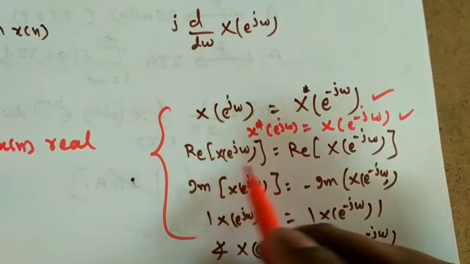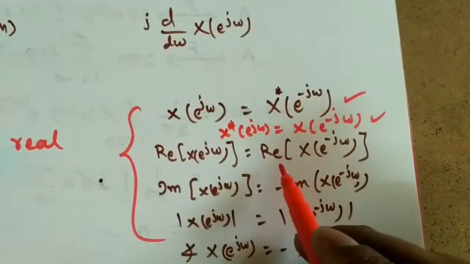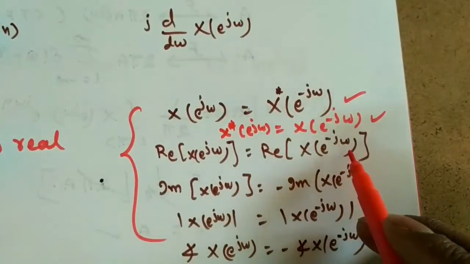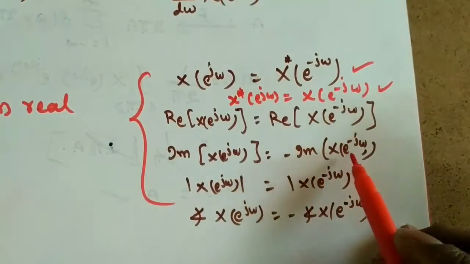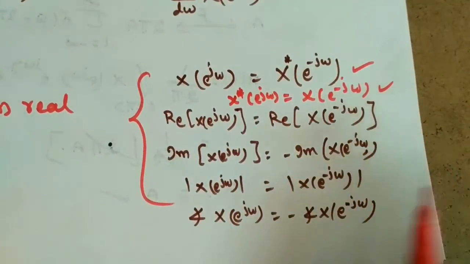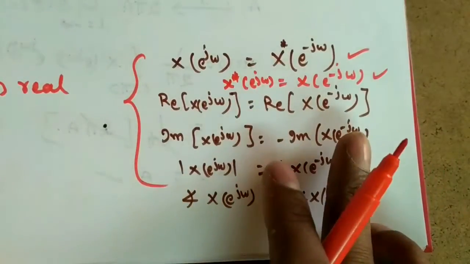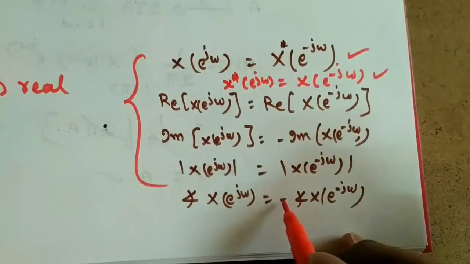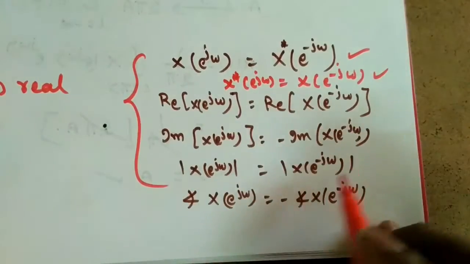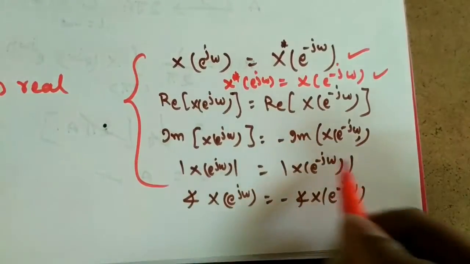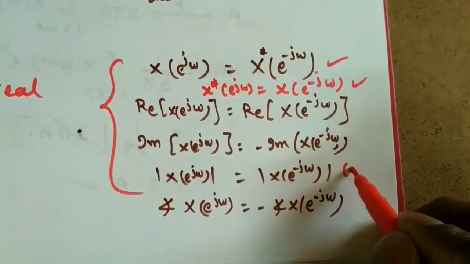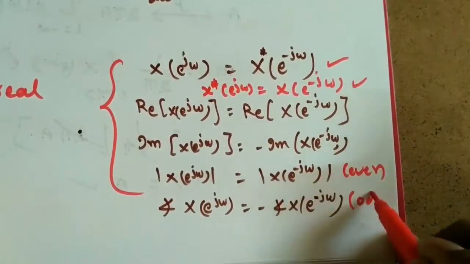Similarly, when it is real, the real part of x of e power j omega will be equal to the real part of x of e power minus j omega. If we take the imaginary part, we get minus imaginary of x of e power minus j omega. Now the magnitudes will be the same, but the phase will be odd. So the magnitude is an even function and the phase is an odd function.